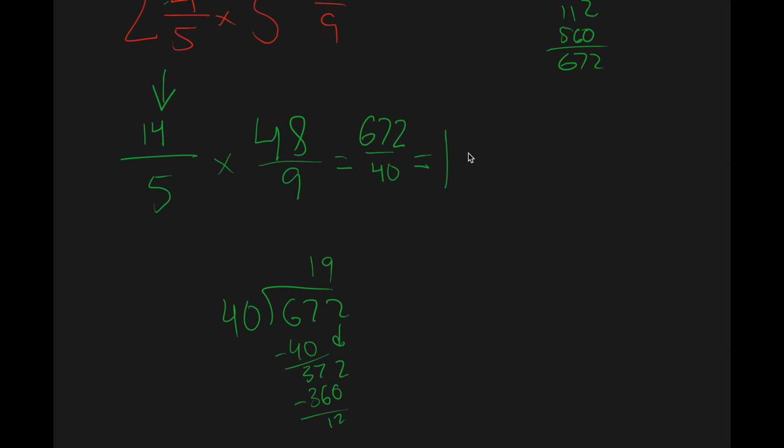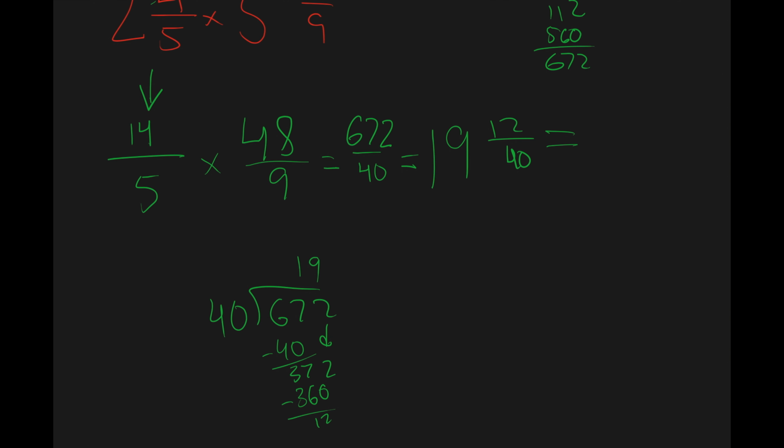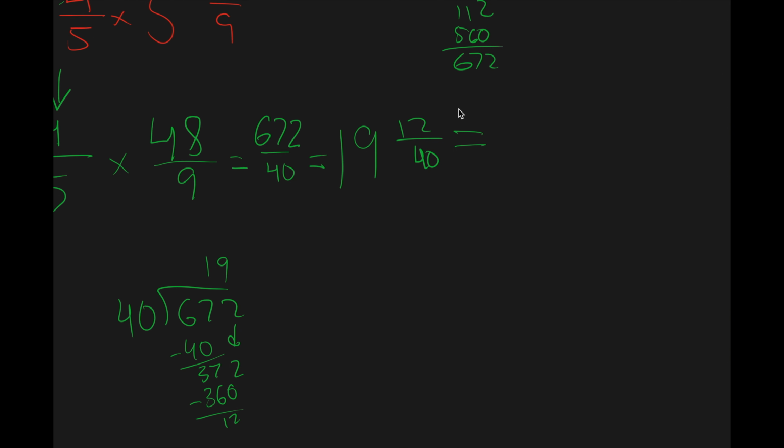19 and 12/40ths. Okay, and now this can be simplified even further. So let's do that. Okay, so 12 divided by 2 is 6. So 19 and 6. And 40 divided by 2 is 20. 6 divided by 2 is 3 and 20 divided by 2 is 10. So 19, 3/10.